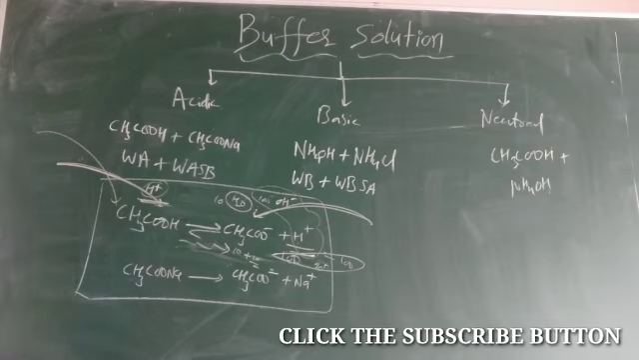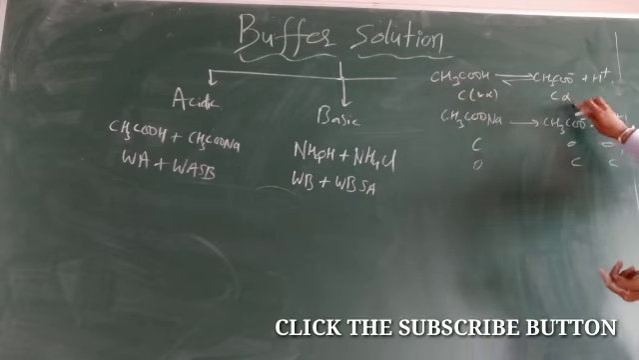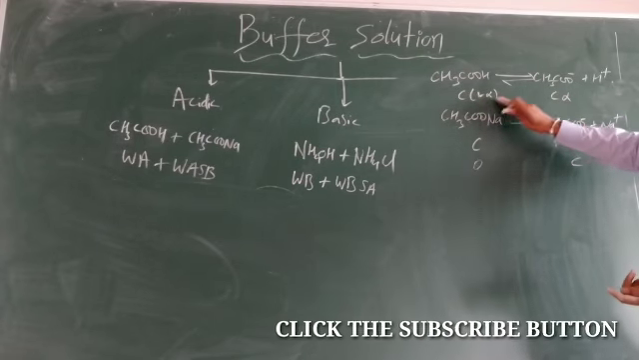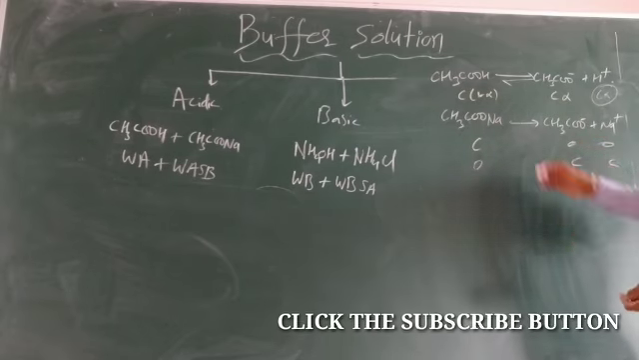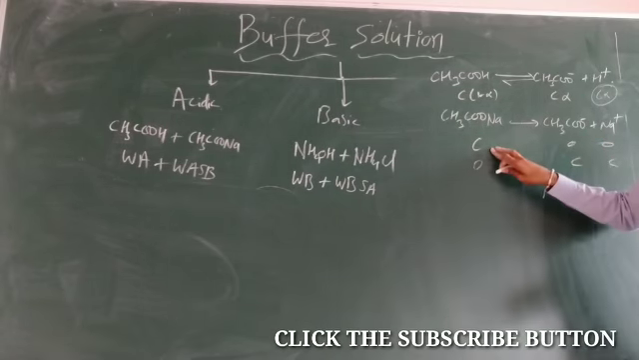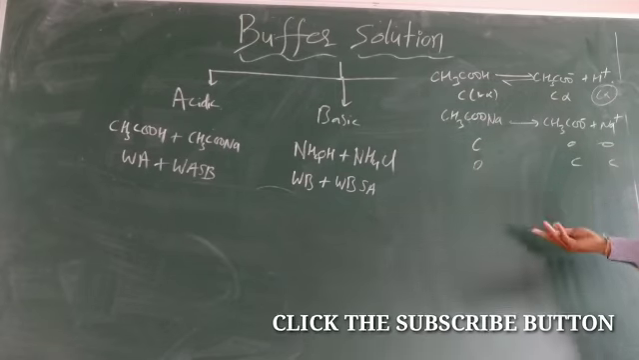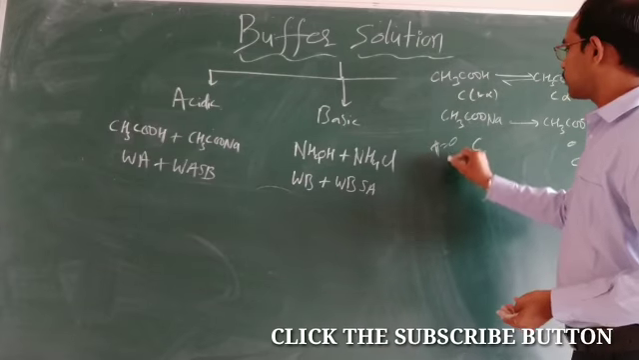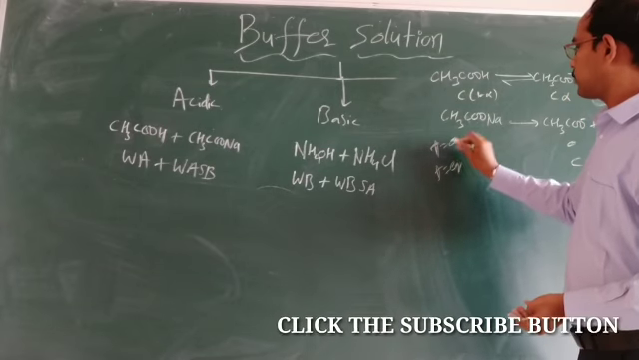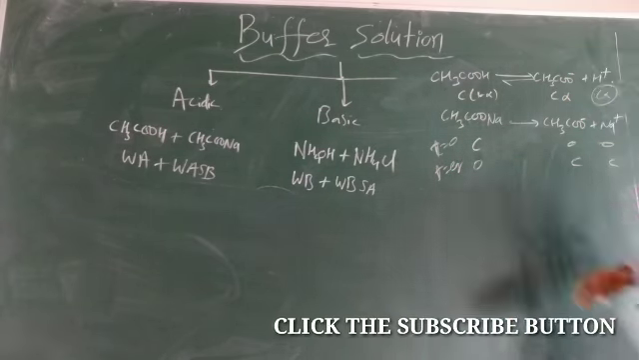Next, I am taking the same acidic buffer here. Acidic buffer means acetic acid dissociating: C goes to C(1 minus alpha), then C alpha. Then the sodium acetate salt, with concentration C, is completely dissociating. That's why initially, at t equal to 0, and then at equilibrium, at t equal to t dash. It completely dissociates, so this concentration is C and C.